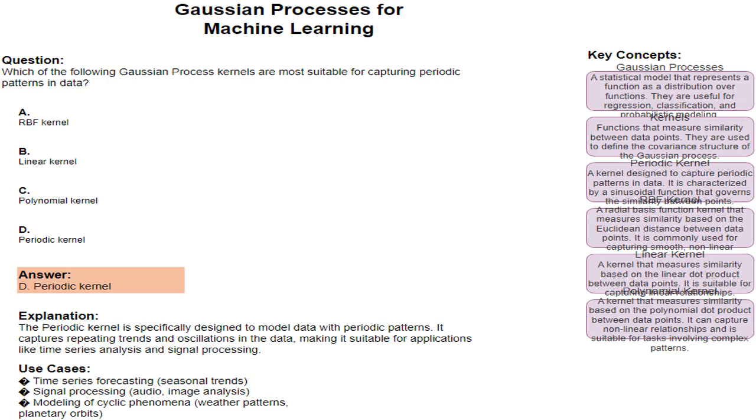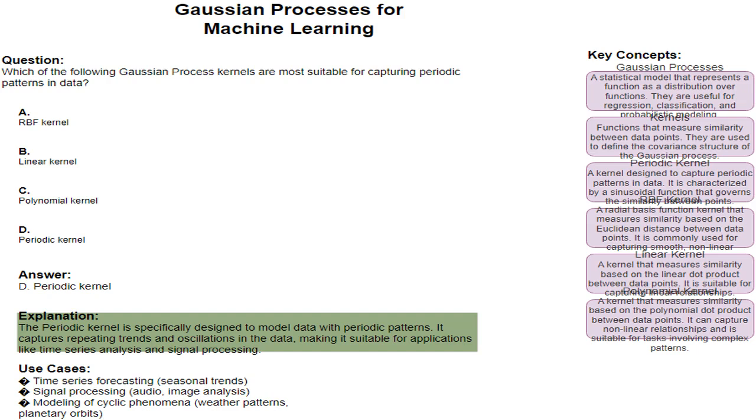The RBF kernel is a radial basis function kernel that measures similarity based on the Euclidean distance between data points. It is commonly used for capturing smooth, nonlinear relationships, but it's not specifically designed for periodic patterns. False. The periodic kernel is specifically designed to model data with periodic patterns. It captures repeating trends and oscillations in the data, making it suitable for applications like time series analysis and signal processing.